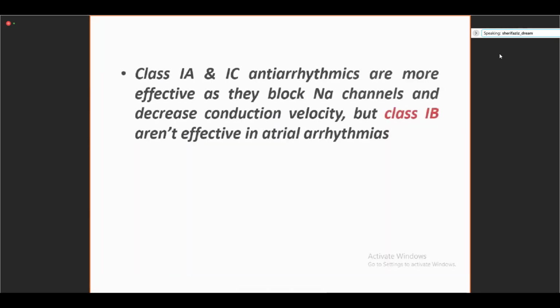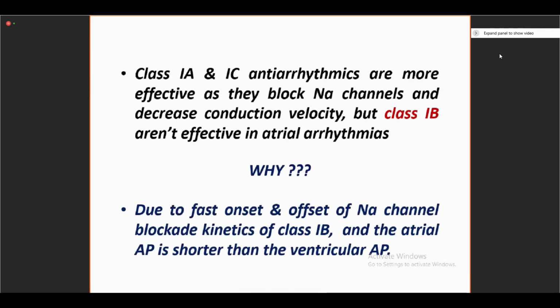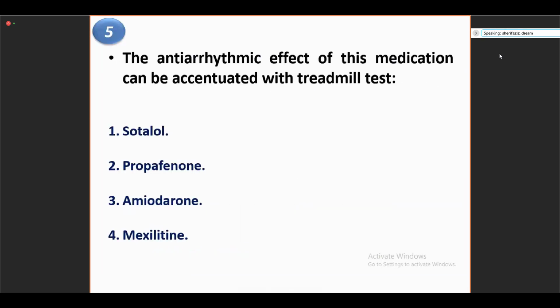Let's move to the other question, please, Dr. Ahmed. The antiarrhythmic effect of this medication can be accentuated with a treadmill test. Sotalol, propafenone, amiodarone, mexiletine. A slightly difficult question, but it is very common in MCQ exams and of course common in the MRCP exams. So what's the answer here? Yes, the answer started to appear. That's right.